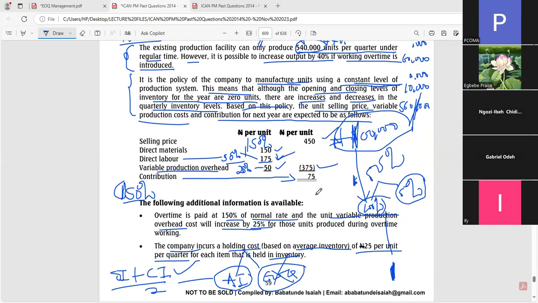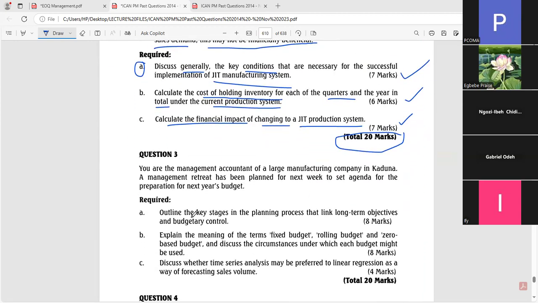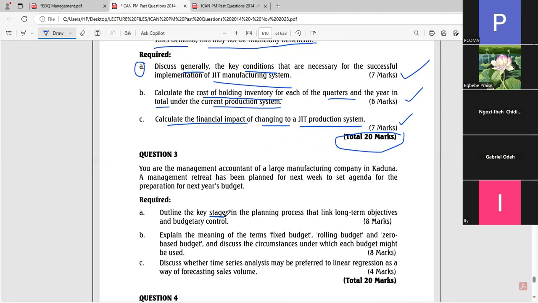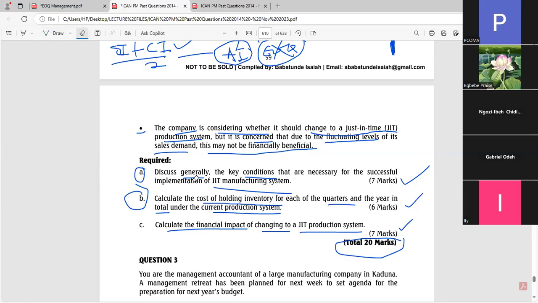Now let us go and solve this question. Outline the key stages. Discuss generally the key conditions that are necessary for the successful implementation of the JIT manufacturing system. We're going to come to that. Let's take our B part. Let's solve first. So what are we looking for in B?